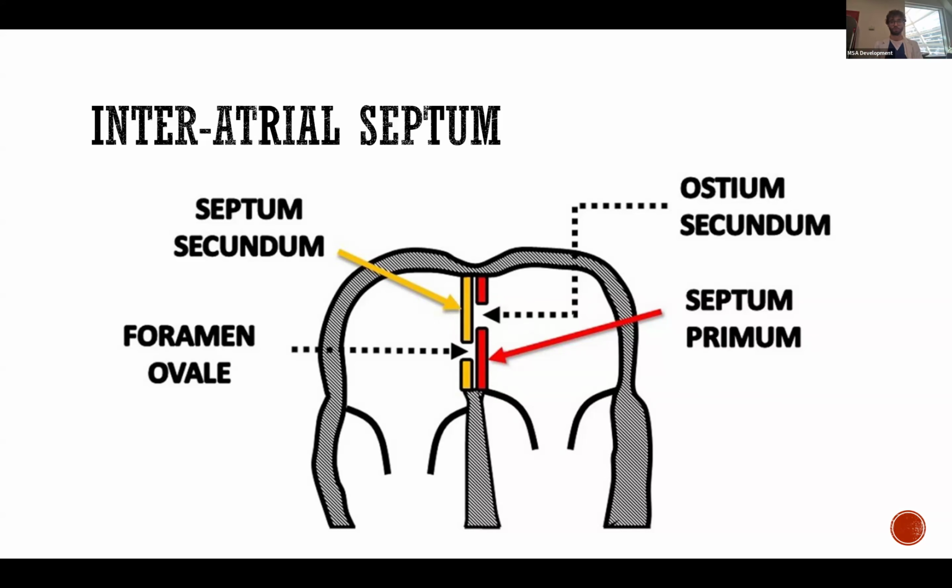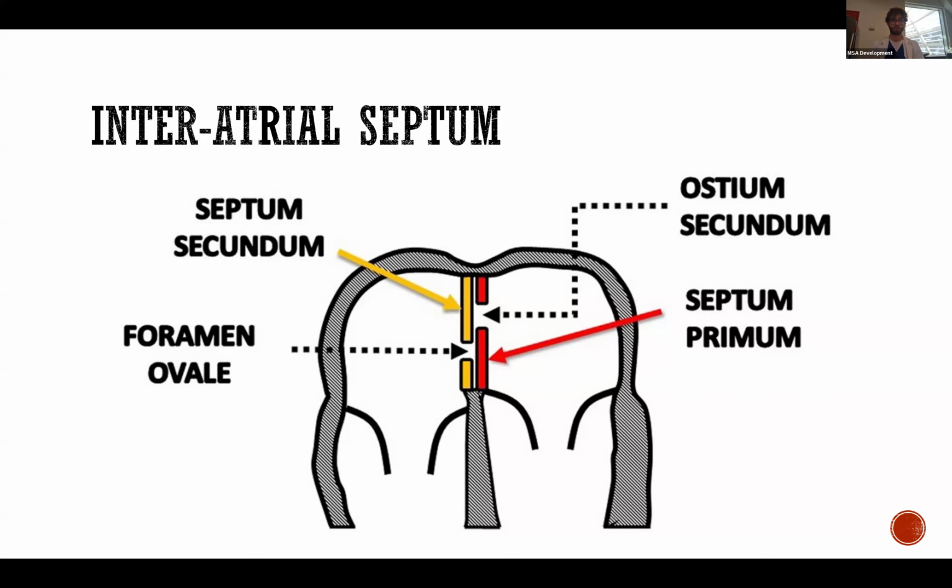Isn't it supposed to be closed? Because we don't want blood to go from the left atrium to the right atrium and vice versa. You're right. The moment a baby is born, the foramen ovale will close. And this could be asked in a question. As long as the baby is in his mother, the foramen ovale will be open. But the moment this baby is born, this foramen ovale will close.